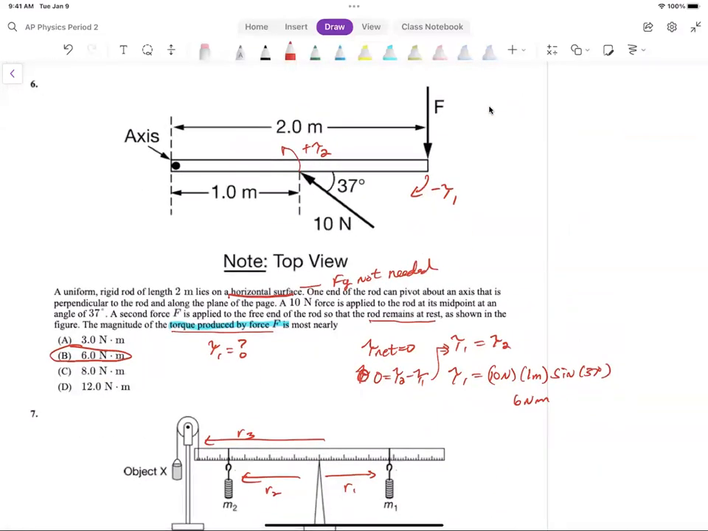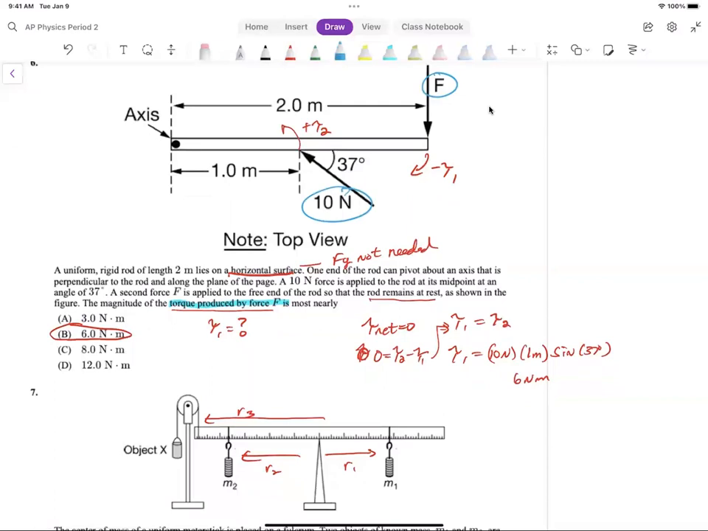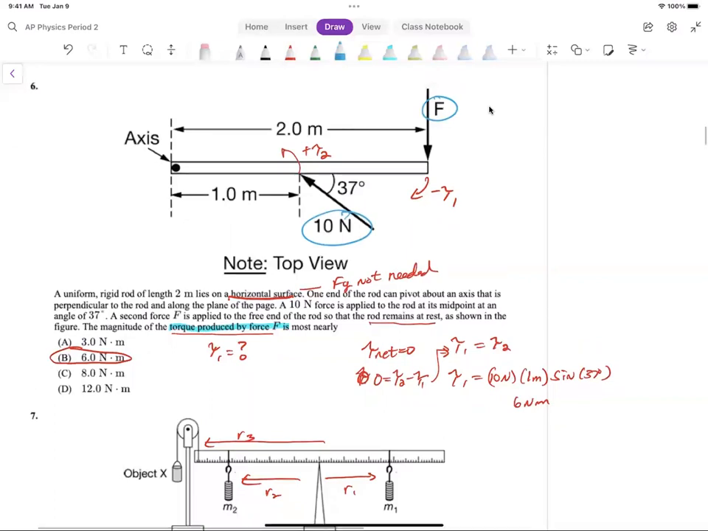Situation here, I have a force of 10 newtons that was defined. I have a force that's undefined, and we want to find the magnitude of the torque produced by F. And I called that torque 1, which is negative because it's going to go clockwise. The 10 Newton torque, I'll call maybe torque 2. That's going to go counterclockwise, so it's positive.